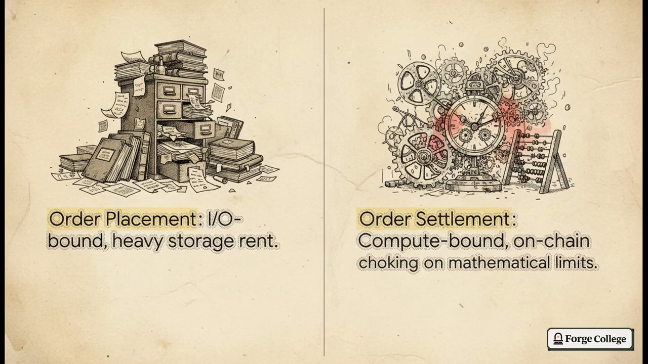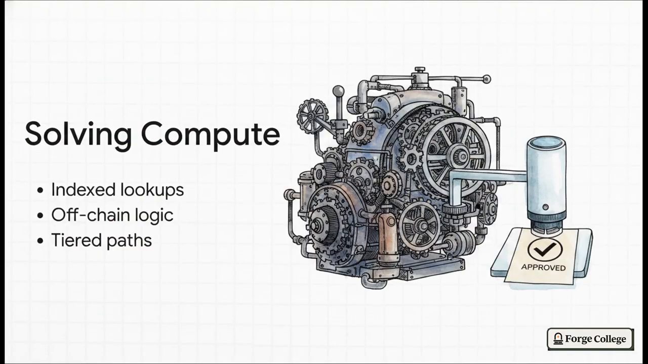It's suffering from massive storage rent bloat and high account creation costs simply because every single new order creates new persistent state. Now, contrast that with order settlement. Order settlement doesn't use much storage at all, but it's incredibly compute bound. It's basically choking on the mathematical limits of the blockchain because of these heavy on-chain matching loops and endless signature checks. So we have 2 completely different bottlenecks, which means we need 2 completely different tools to fix them. Let's tackle that compute-bound order settlement first. Our main enemies here are those bloated O(n) loops, or honestly worse, O(n²) loops that just iterate over every single active order on chain.